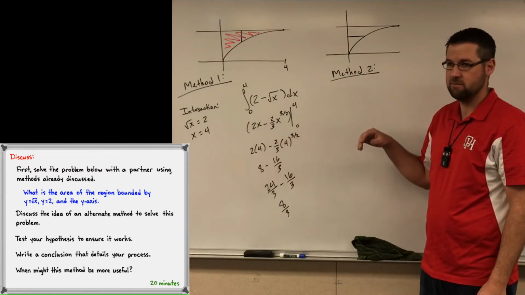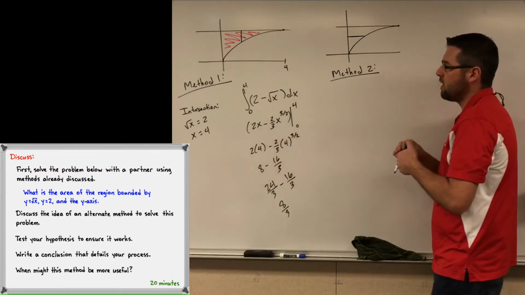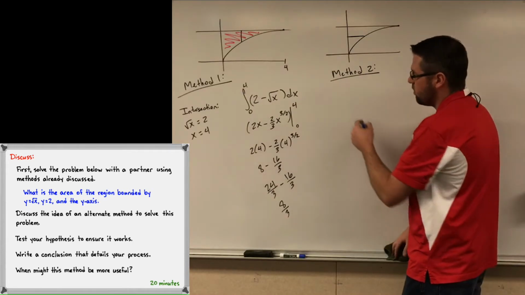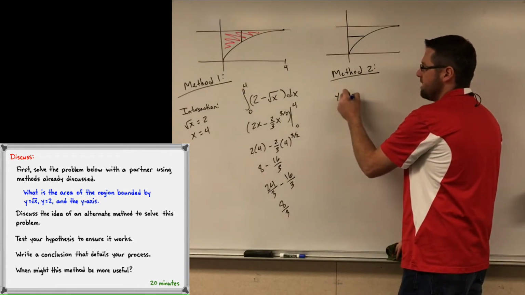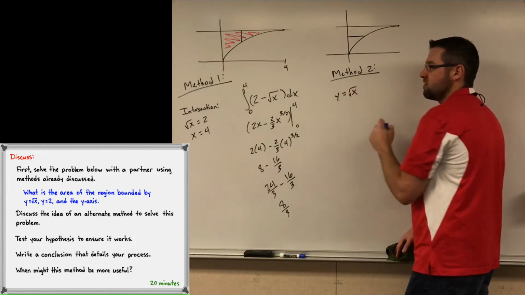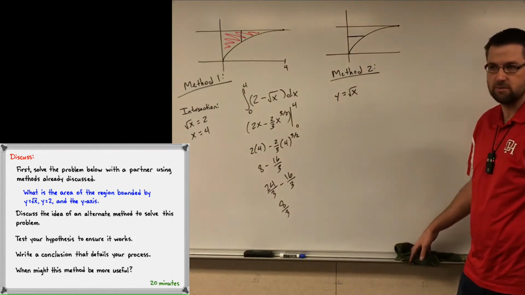You get what I'm saying? Watch. How would I take my function? What's my function? Y equals rad x. How would I take that and make it in terms of y instead of in terms of x?